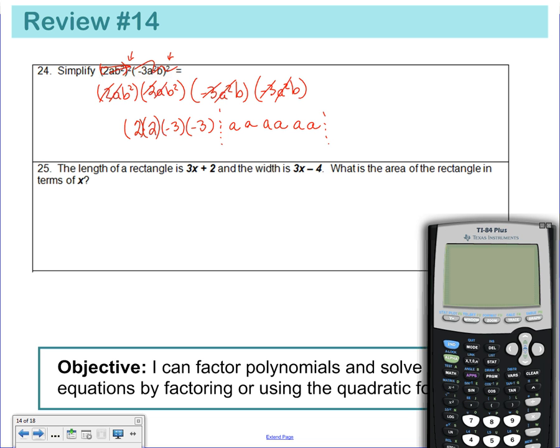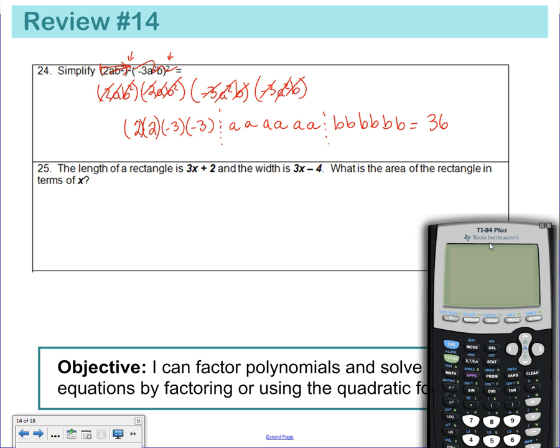Let's do the b's. From the first parenthesis, we have b squared, so 1, 2. And then we have b squared in the second one, so 1, 2. And then 1b from the third parenthesis, 1b from the last parenthesis. Let's multiply. 2 times 2 is 4, times 3 is negative, times a negative 3 is negative 12, times a negative 3 is a positive 36. So this comes out to be a positive 36.